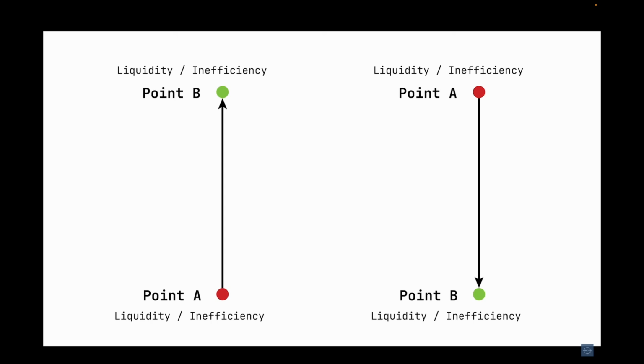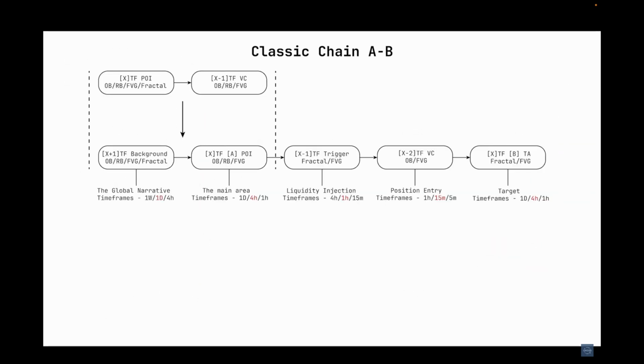If we display this schematically, we get 2 points. The first is point A, which can be either a liquidity or an inefficiency zone, and the second is point B, which can also be either a liquidity or an inefficiency zone. The main requirement for us as traders is to find a method to monetize this logic. This is why the AB algorithm was created. The basic algorithm is called the classic chain AB, and it consists of 5 variables.